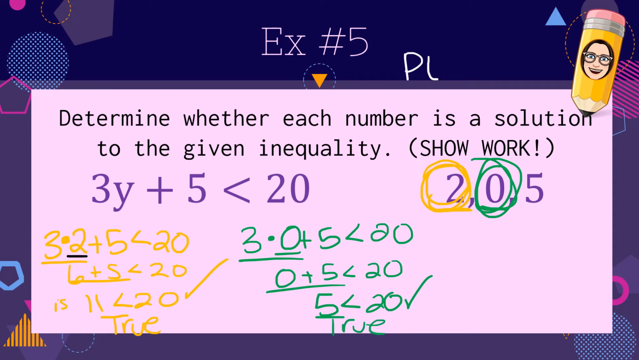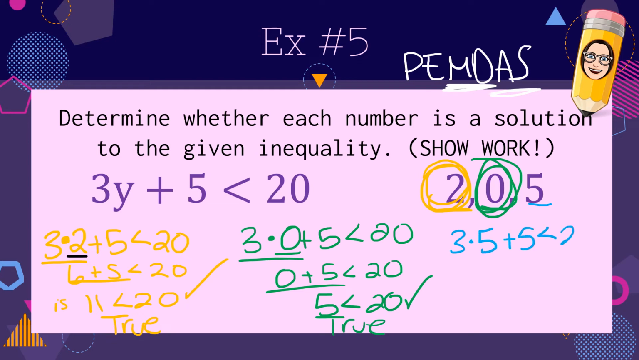Again, quick review. We're simplifying. So when we simplify the left side, we multiply or divide first and then add or subtract. Let's take care of 5. Repeat the process. 3 times 5 plus 5 is less than 20. Instead of a y, I put a 5.